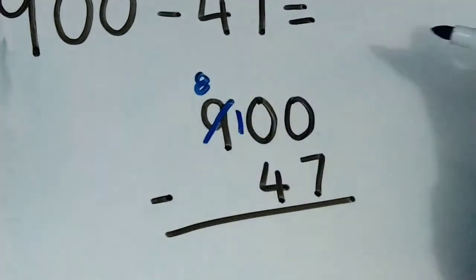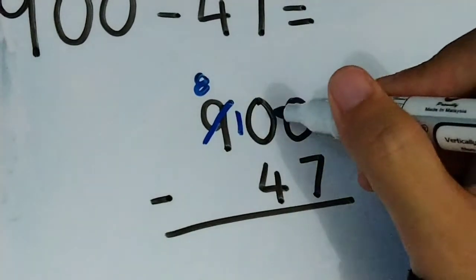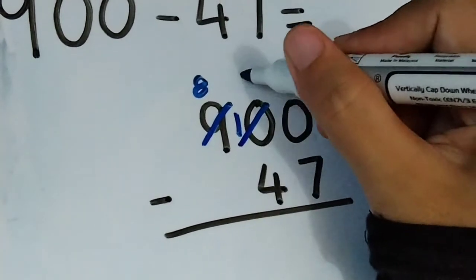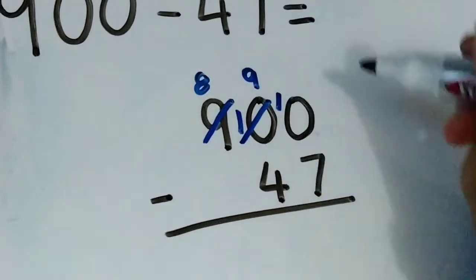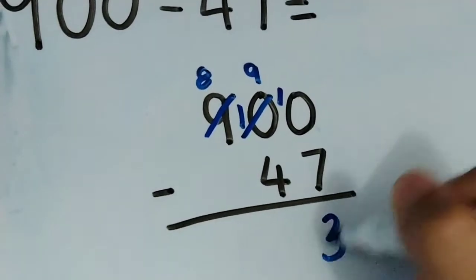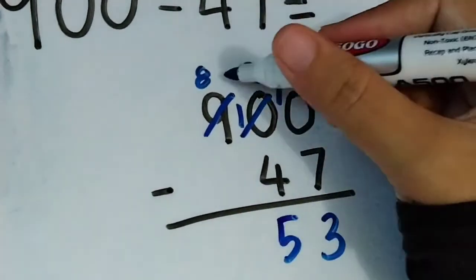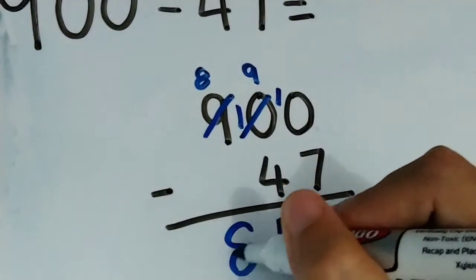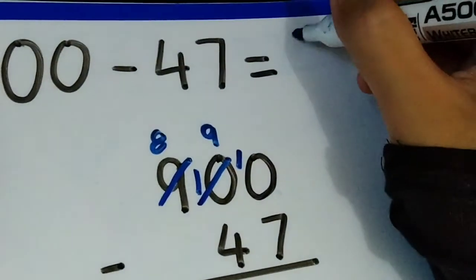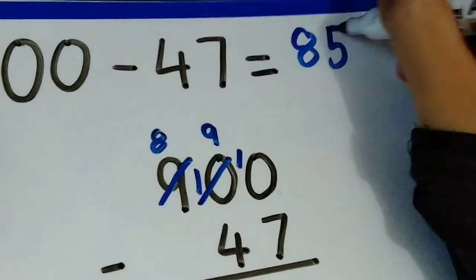Okay, you take 1 from 9, which is equal to 8, and then the 1 you borrow from here, it becomes 9, 1. Okay, so 10 minus 7 is equal to 3. 9 minus 4 is equal to 5. And 8 minus 0 is equal to 8. So the final answer is 853.